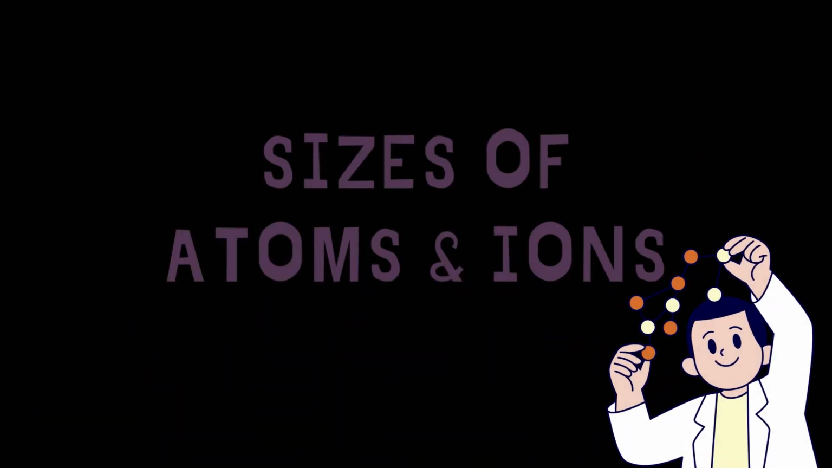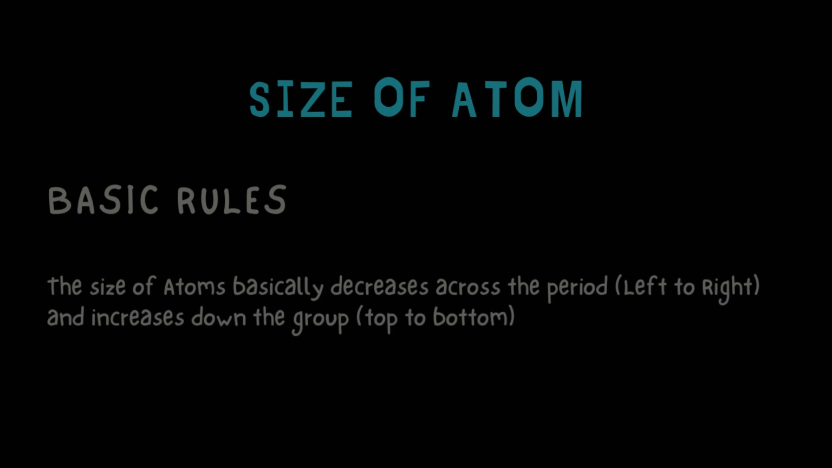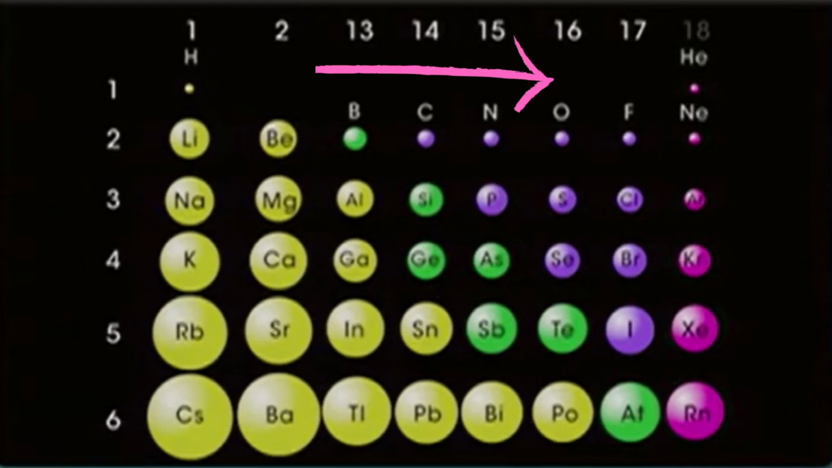Size of atoms and ions. So here, we have the basic rules of the size of an atom, which is that the size of an atom basically decreases across the period, left to right, and increases down the group, top to bottom. Why? Because when going across the period, the number of valence electrons in the atom increases, thus increasing the Z, or increasing the interaction between the valence electrons and the nucleus. Therefore, the more Z, the smaller the size of the atom. Meanwhile, going down the group, the number of shells of the atom increases, so more shells means bigger size.